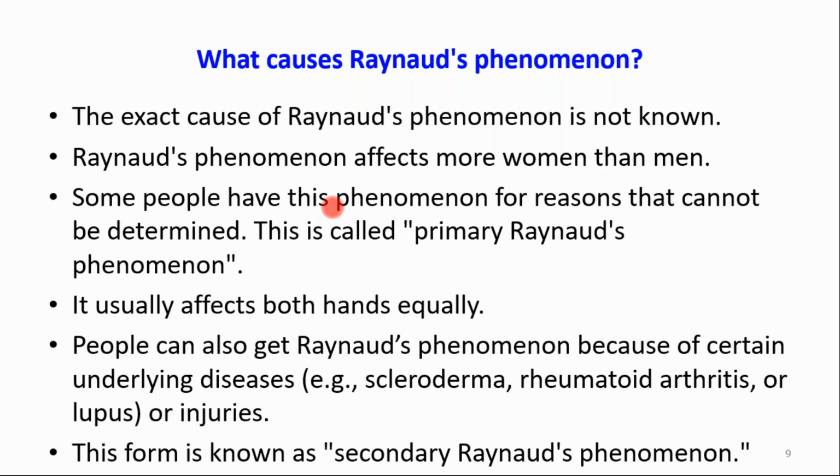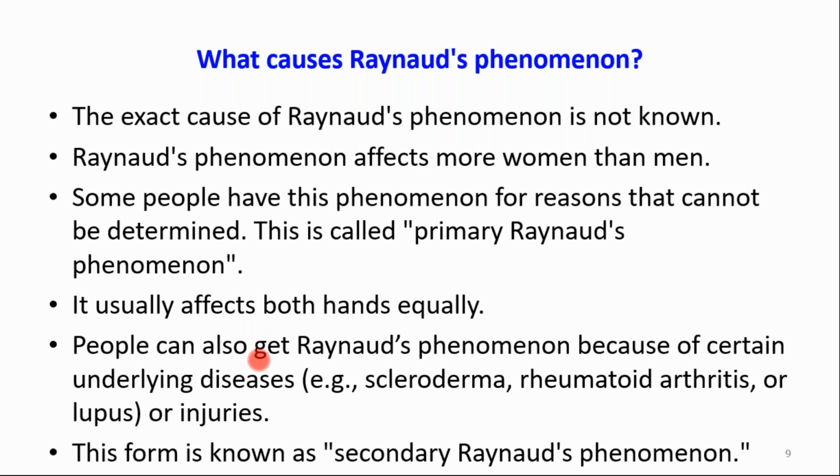Some people have this phenomena for reasons that can't be determined. This is called primary Raynaud's phenomena. Sometimes it happens even if you are not in cold weather, not in touch with cold parts such as a pipe, refrigerant pipes or refrigerant systems, or not working with vibrating machinery. That is called primary Raynaud's phenomena. It usually affects both hands equally.